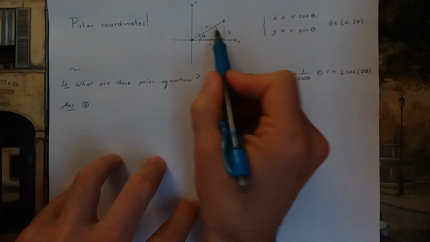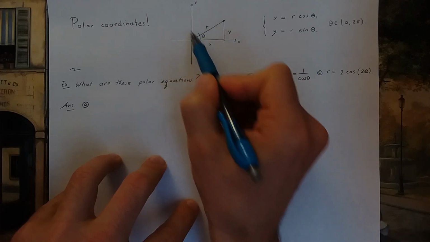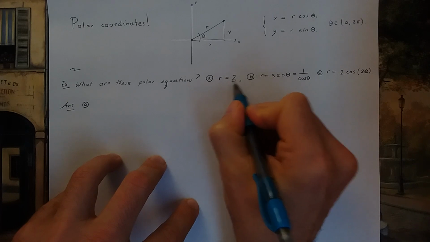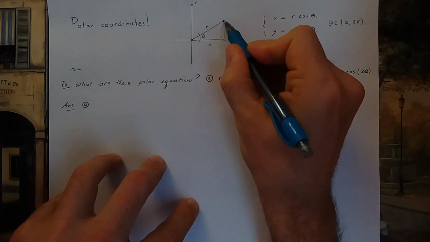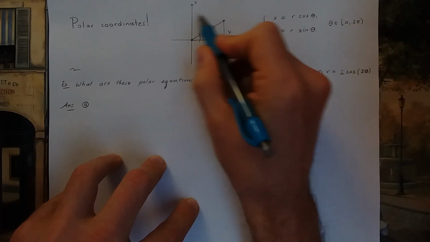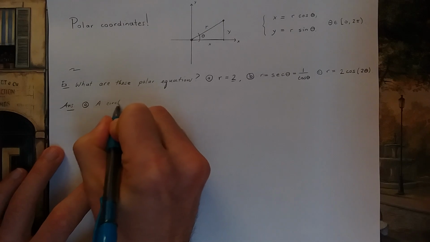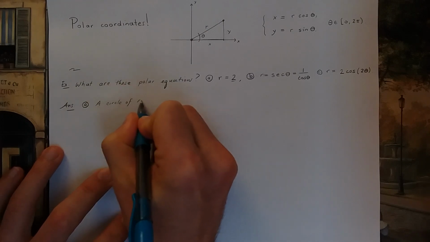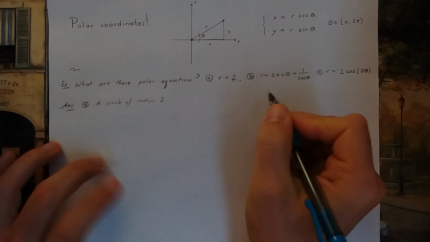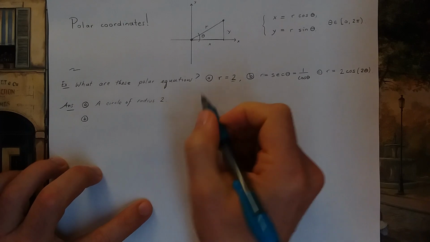You could also imagine that no matter what angle I'm at, no matter how much I rotate, I always travel a distance 2 away from 0, 0. Well, that describes a circle of radius 2. A circle of radius 2, centered at 0, 0, traversed in the counterclockwise direction exactly once.